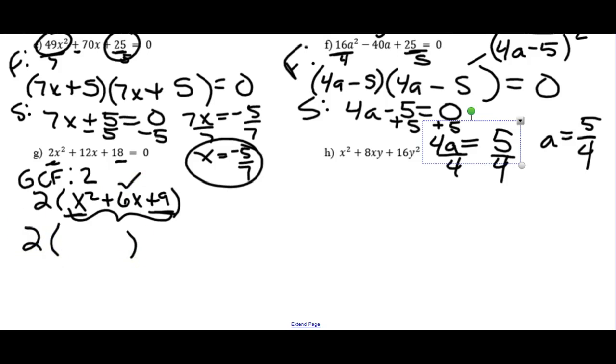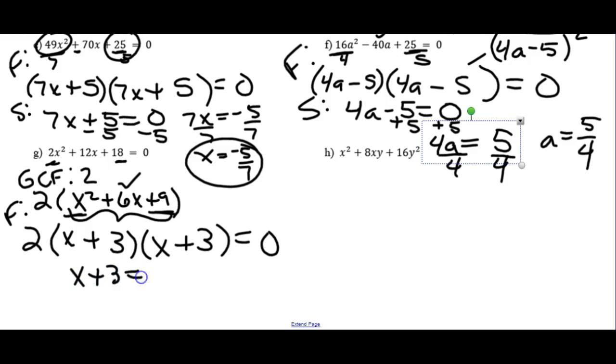I'm going to leave that 2 because it is part of the factoring. Square root of x squared is x. It's a plus, so these are both pluses. Square root of 9 is 3. So that's my factoring, and you have to include the 2. It is a factor. And then for solving it, I don't need to set 2 equal to 0 because it doesn't have a variable, so it's not something I can solve. But I'm going to set the other factor equal to 0 because they're the same. I don't have to do it twice. And I get x is equal to negative 3. And that's my solve portion.